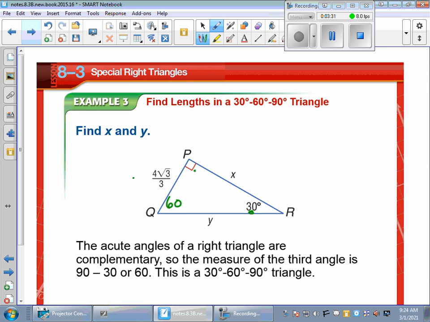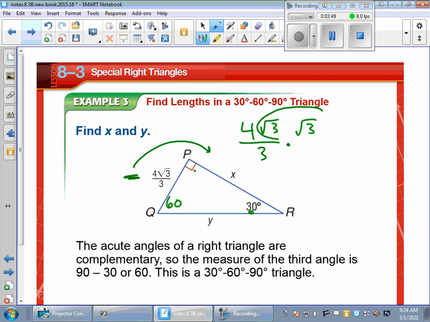This is the short leg. This is a short leg. To go from the short leg to the long leg, this is the long leg, it's opposite the 60. You're going to multiply by the square root of 3. So 4 square root of 3 over 3, that's the given, times that by the square root of 3.